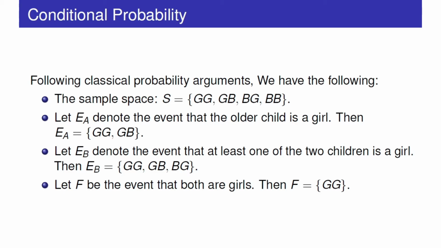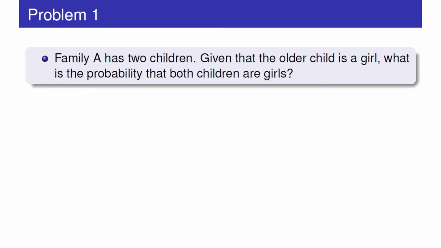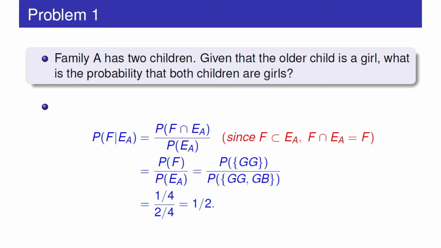Let's consider problem 1. Family A has 2 children. Given that the older child is a girl, what is the probability that both children are girls? We can solve this one using the formal definition of conditional probability. Our event of interest is both children are girls. The event EA serves as the condition that the older child is a girl. So we can set up the equation: probability of F given that EA has already occurred equals, on the top, the probability of the intersection over the probability of the event which serves as a condition.